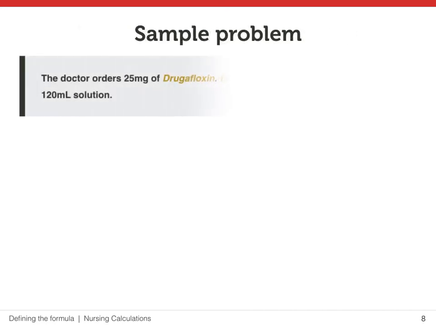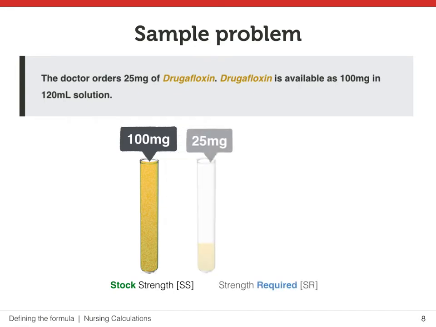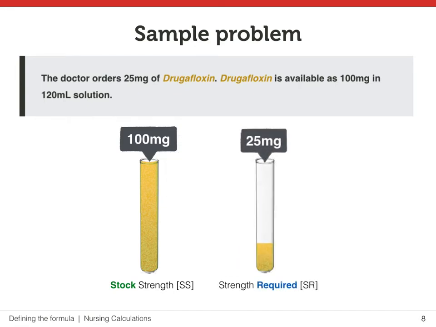Here's a sample problem to solve. The doctor has ordered 25 milligrams of drugafloxacin. This drug is available in solution form, and there is 100 milligrams of the drug in 120 ml of liquid solution in the vial. Now, thinking about this first, we only need 25 out of the available 100 milligrams. That is 1/4 of the strength.